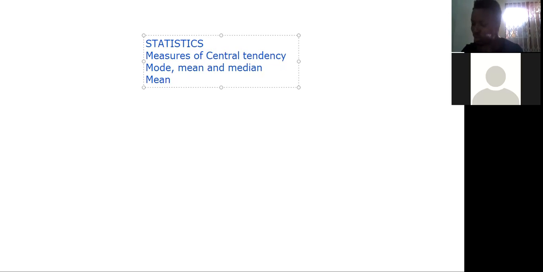Now, who can tell me a little bit about the mean? When we say we are finding the mean of a set of numbers, how do we do it? Just a basic calculation of the mean. Some call it the average. Who can tell me how we do the calculations?